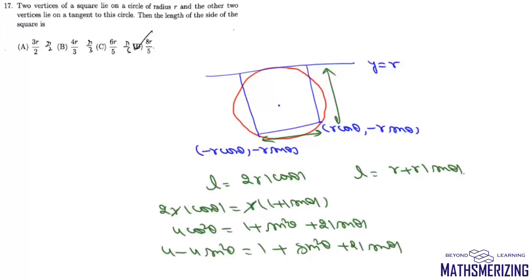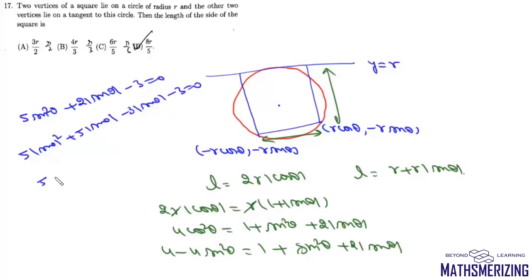So we can write this as 5 sin square theta plus 2 mod sin theta minus 3 equals 0. We can factorize this as 5 mod sin theta minus 3 times mod sin theta plus 1 equals 0. So from here we get the value of mod sin theta as 3 by 5.